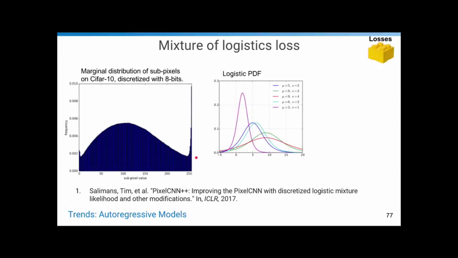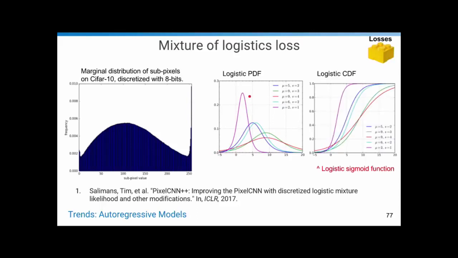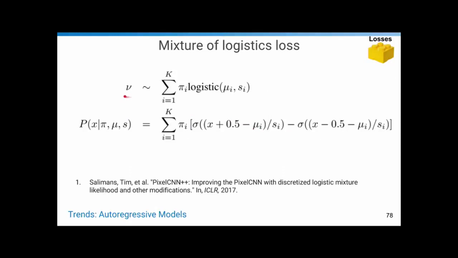And so they use a mixture of logistics loss. Here's the logistic PDF and the CDF. You can see the CDF is actually a sigmoid function, the same logistic sigmoid that you can use as nonlinearity in neural networks. So what's the actual loss? We model the values as coming from this mixture of logistics, and you parameterize this by a mixture component pi and a location and scale parameter mu and s. So you model the data as being generated like this. When you want to compute the likelihood, the probability of a particular intensity value x given these mixture of logistics parameters, all you need to do is compute the CDF at the right side of this bin minus the CDF at the left side of this bin. That tells you the probability that you assign to the intensity value being at x.